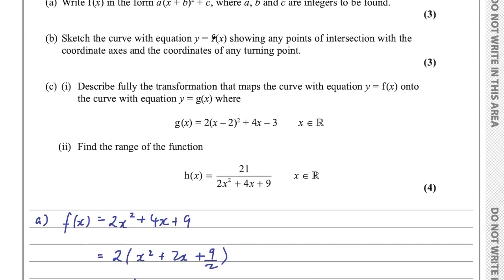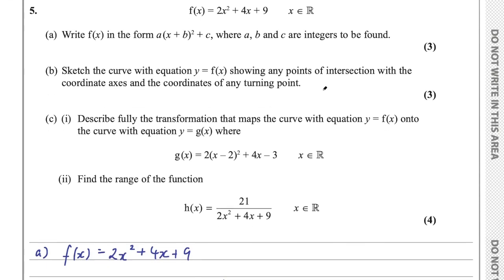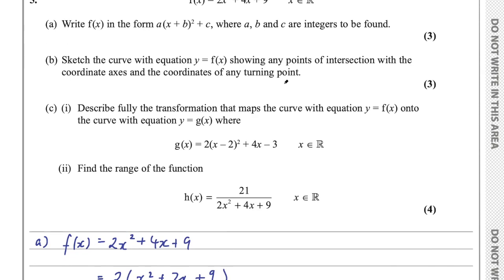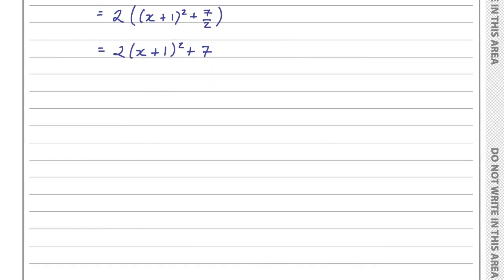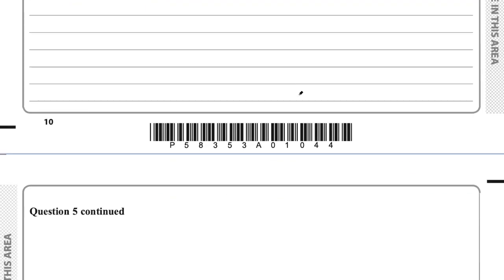Part B says sketch the curve with equation y equals f of x showing any points of intersection with the coordinate axes and the coordinates of any turning point. Well, we know the turning point already from completing the square. That gives us the vertex. And we also know the y-intercept would be 9. And I guess we can find the x-intercepts if there are any. Okay, so actually let's go ahead and sketch this.